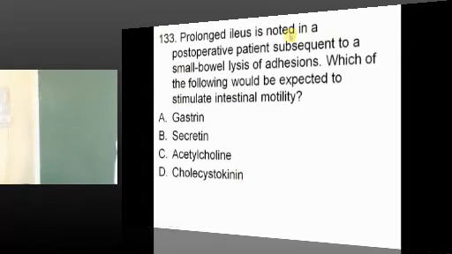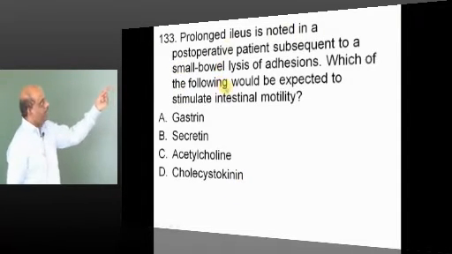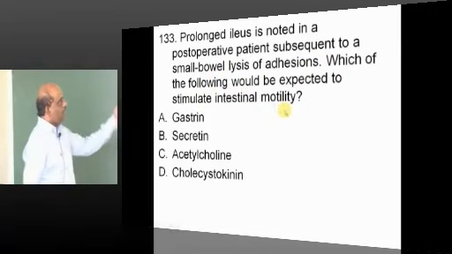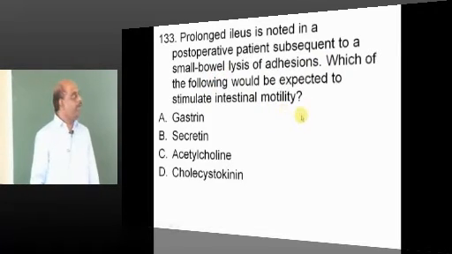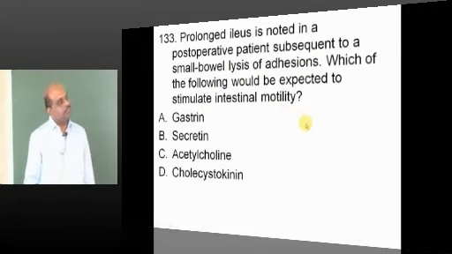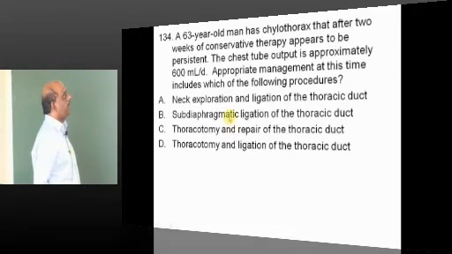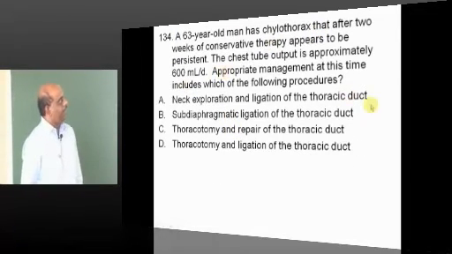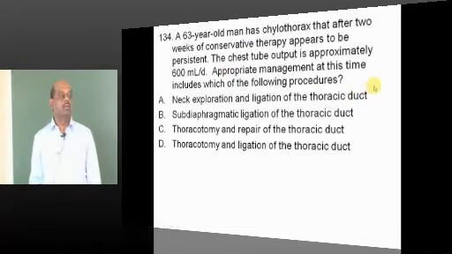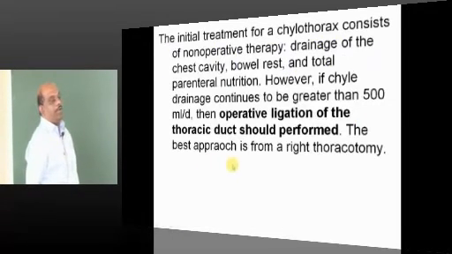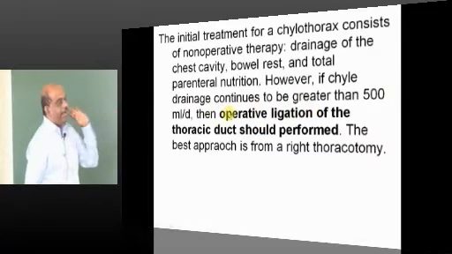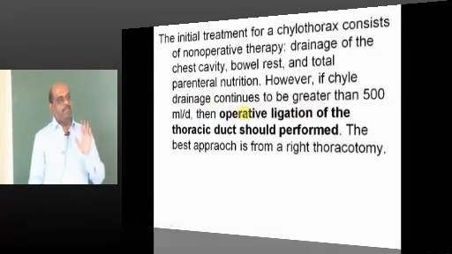Now, prolonged ileus subsequent to a small bowel lysis of adhesions. What will stimulate the motility? Acetylcholine. Any day it is acetylcholine. 63-year-old, chylothorax 600 ml per day. What do you want to do? Basically thoracotomy and ligation of the thoracic duct. Any chyle drainage more than 500 ml per day is an indication for intervention.